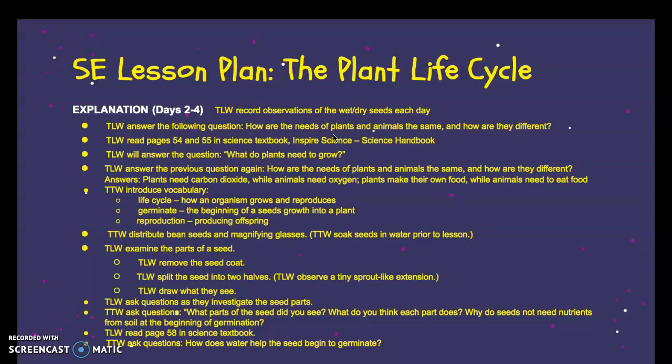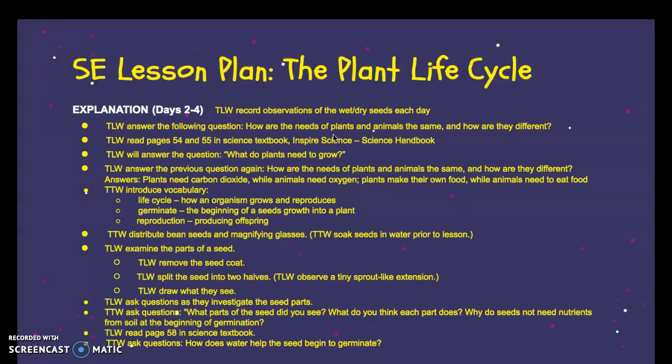They will then have a hands-on part of the lesson where they will take apart a bean. So they'll take the seed coat off and examine it. They'll have a magnifying glass. They will split the seed into halves and observe that, and then they'll draw what they see. They'll also ask questions as they investigate the different seed parts. So this is where they're explaining what they see.